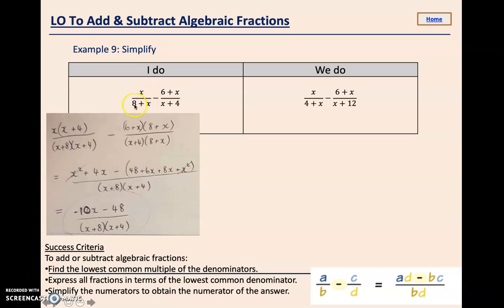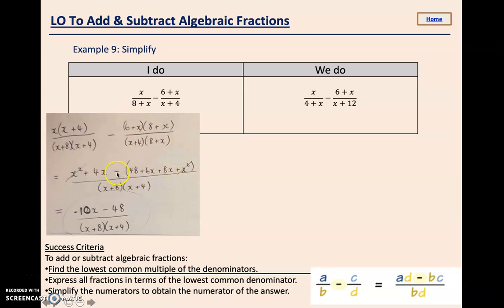So times all this top and bottom by x plus 4, and times all this top and bottom by x plus 8. So we're timesing the opposite fraction by its denominator. That way we get our shared denominator on the bottom, x plus 8, x plus 4. Then on the top we multiply out our x plus 4 in brackets times x, and we get these two terms. And we've multiplied out this here, and we get these terms here.